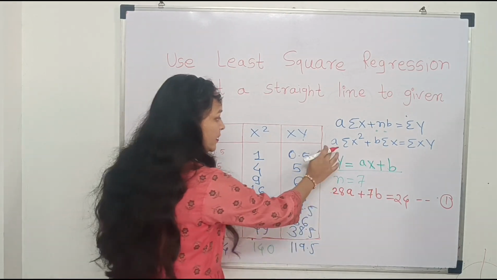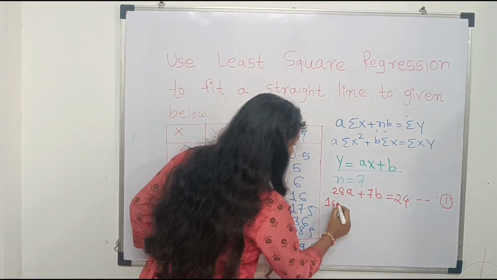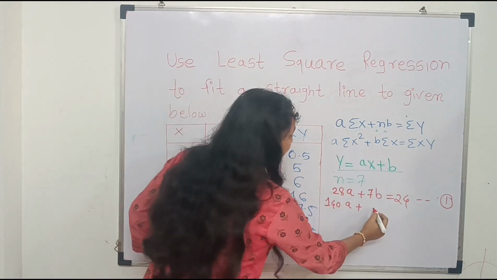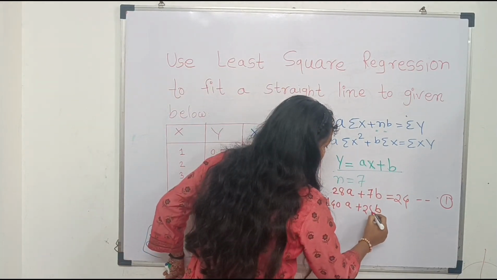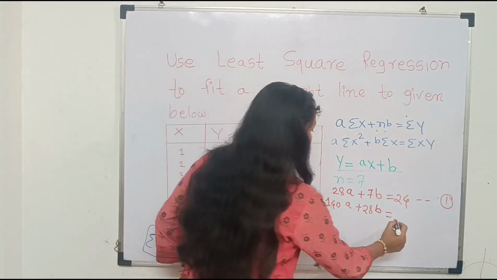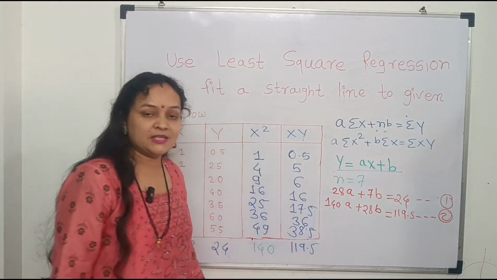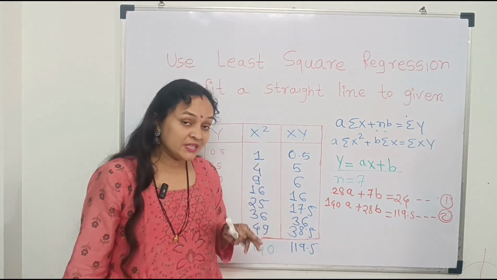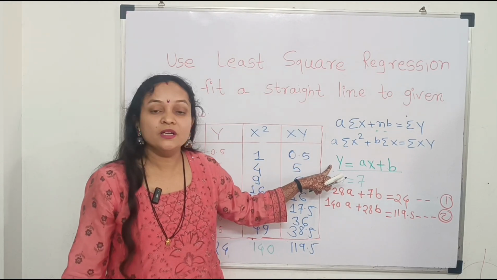Again, the summation of x square is 140, so 140 a, plus b times the summation of x, whose value is 28, is equal to the summation of x and y, which is 119.5. Let's call this equation number 2. These two equations are nothing but the desirable solution for this straight line curve.